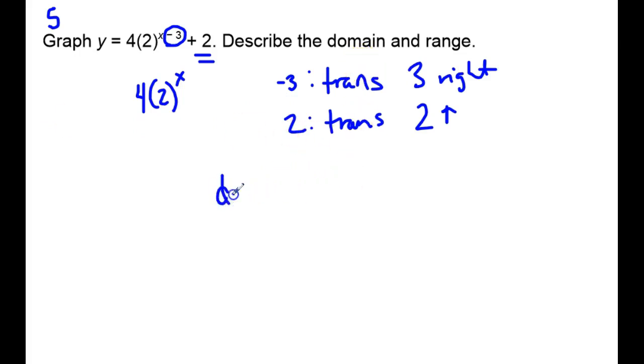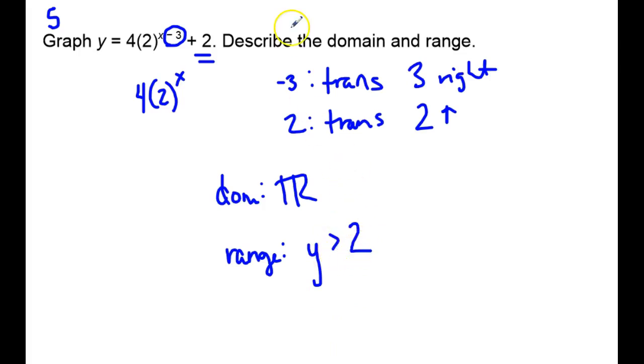So what I notice about this is my domain does not change. My domain is still going to be all real numbers. The range is the thing that changes here. It's still positive, right? It's still going up, but I've shifted my whole graph up by 2. So now my y is going to be greater than 2. You'll notice here too that when my a is positive and my b is greater than 1, this value right outside here, if we have one, will become my range value.